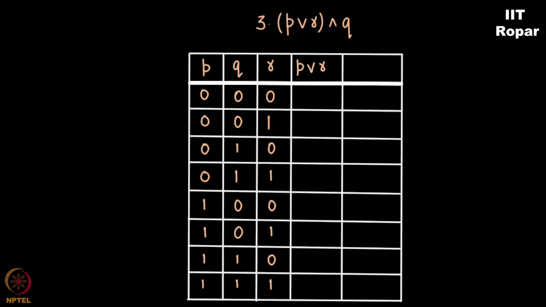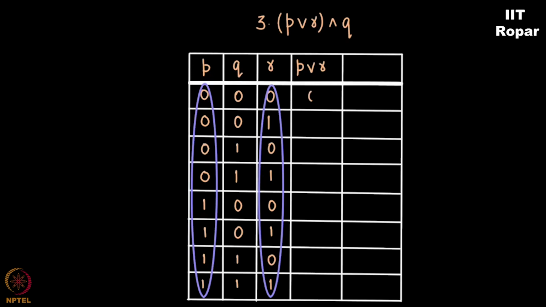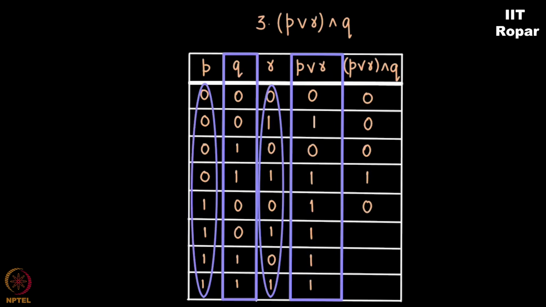Okay, so what is P or R? So P or R is this column OR operated on this column, which will be 0, 0 or 0 is 0, 0 or 1 is 1, 0 or 0 is 0, and so on. And the rest will all be ones here in this column. And then what will be (P or R) and Q, the final column? It will be the AND of the Q column and this P or R column, which will be 0, 0, 0, 1, because it's 1 and 1, 1, 0, 0, 1 and 1.